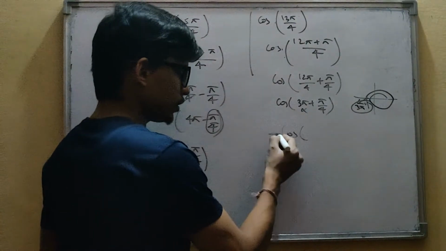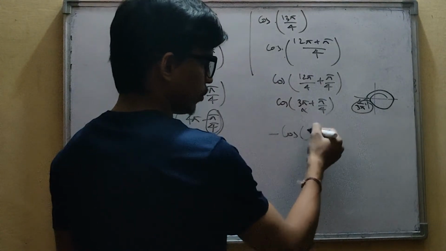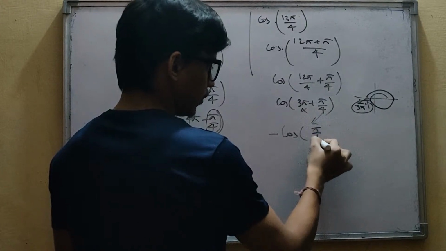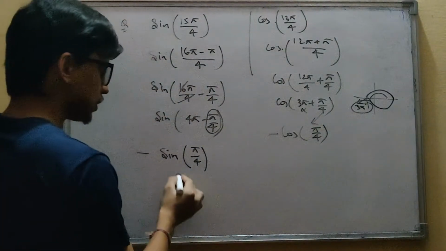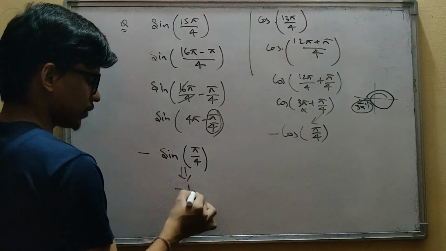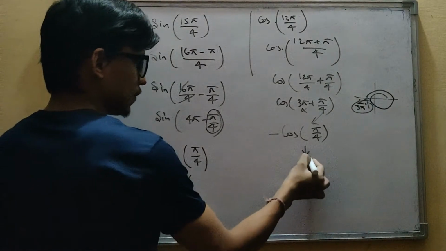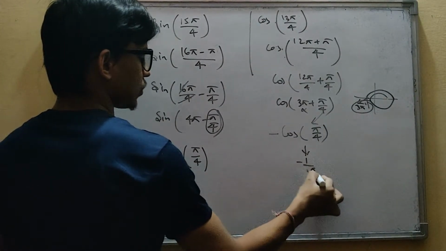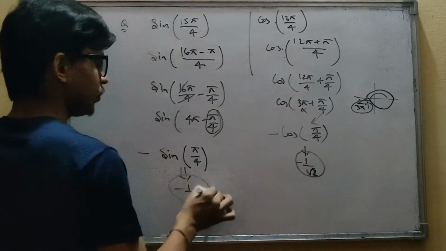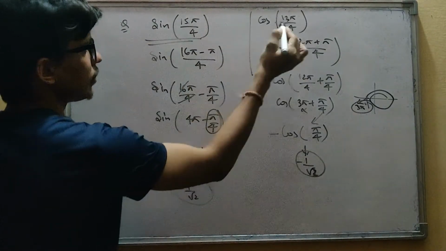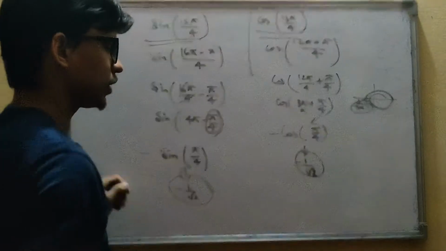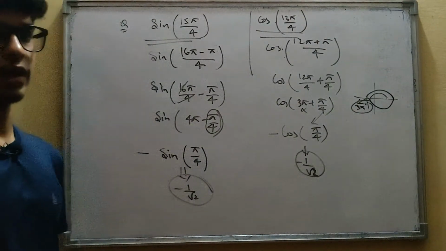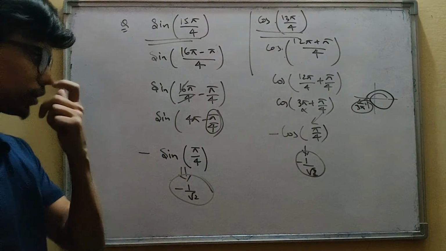That is why you have to put this negative sign, and you have to put it as it is. So pi by 4. Now you know that the value of sine pi by 4 is minus 1 upon root 2, and you know the sign of this also, 1 upon root 2. So this will be the answer. This will be the value of sine 15 pi by 4, and this will be the value of cos 13 pi by 4. So this is how you have to do. We will do some more questions and it will be clear.